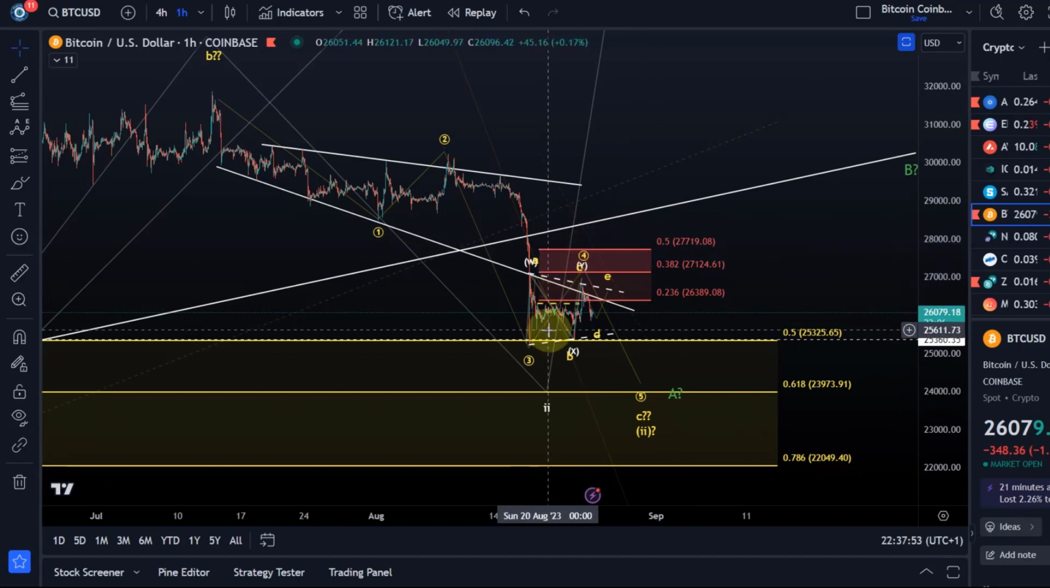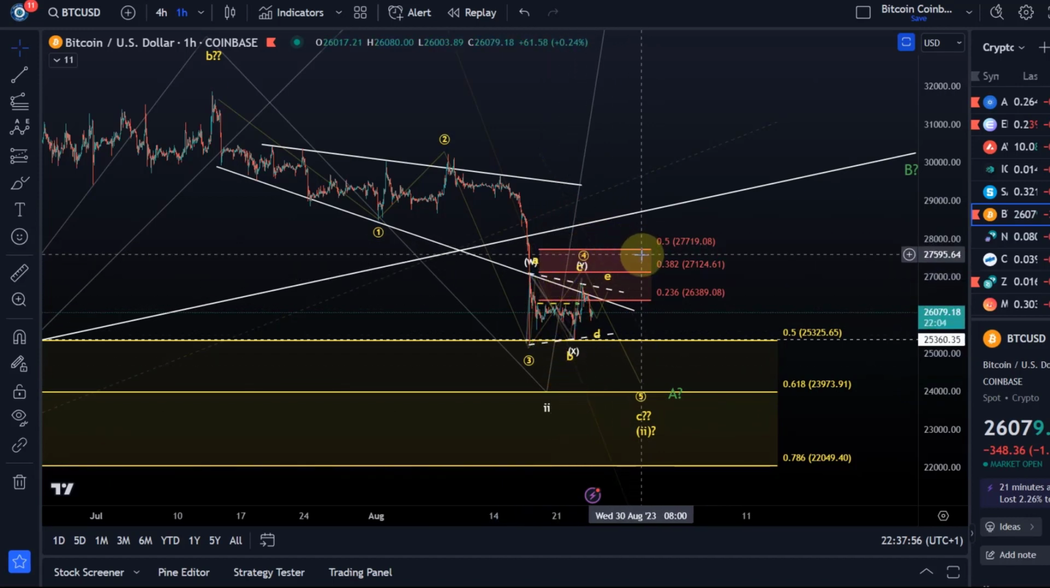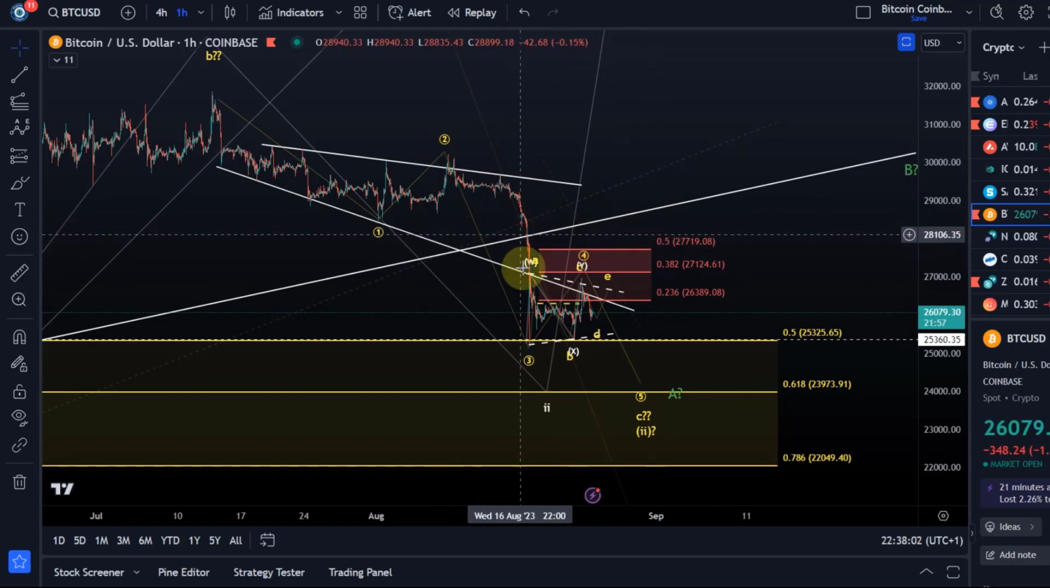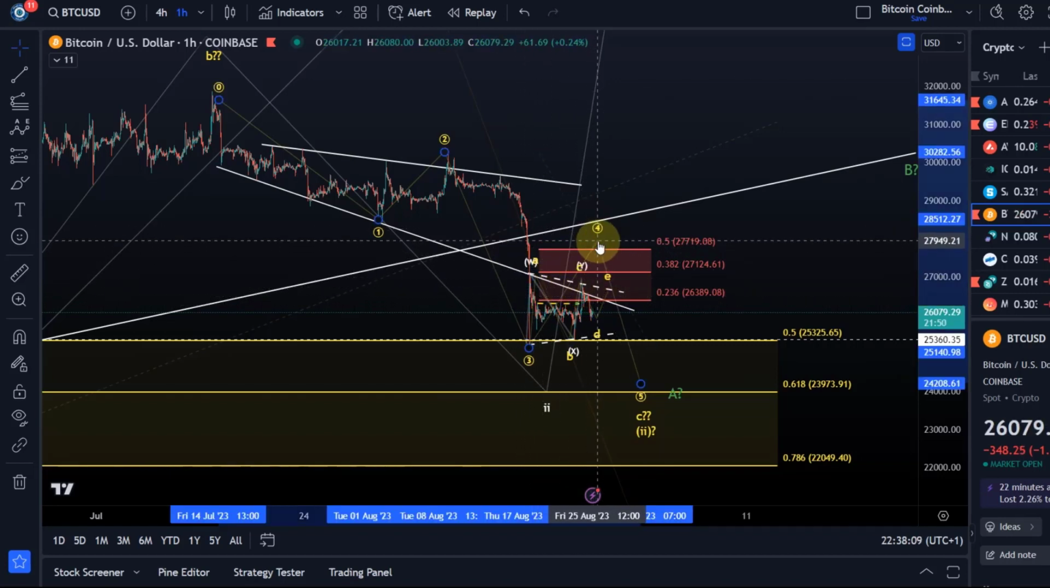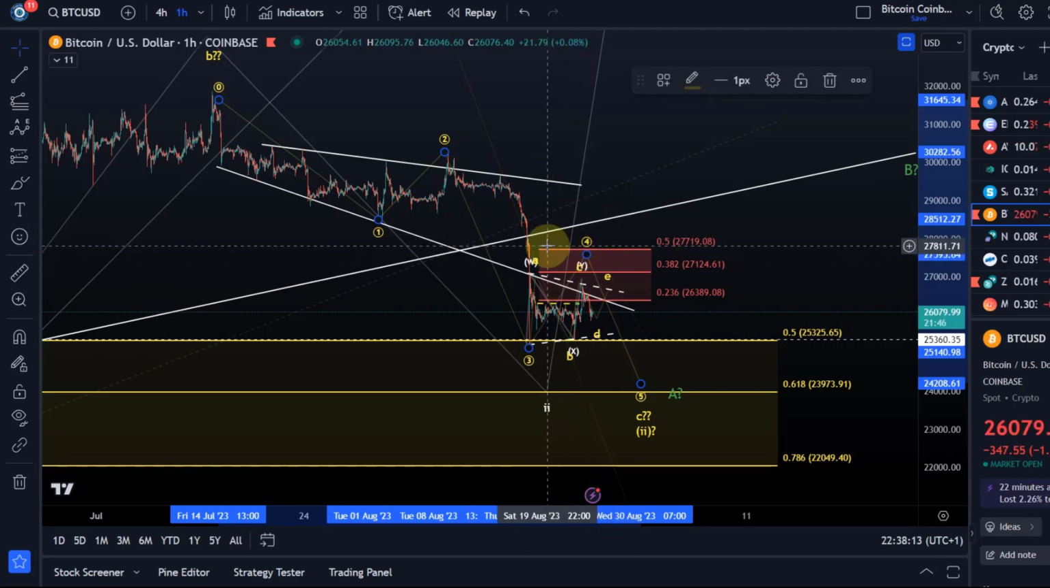We would change our base case if price can break above 27,720, the 50% retracement level of the third wave. That would typically be a move that is more aggressive than you would normally expect for a wave 4, and therefore we would say that probably the low is in.